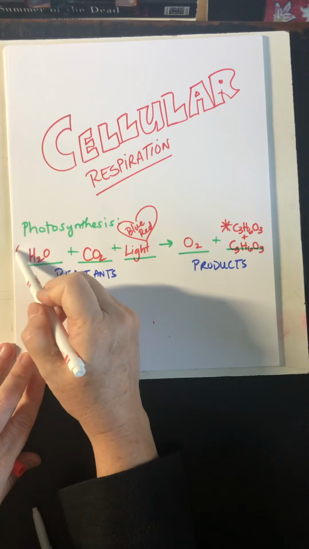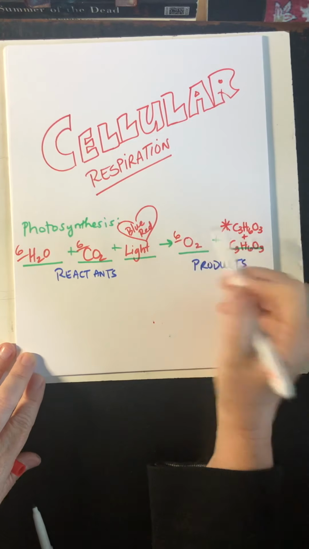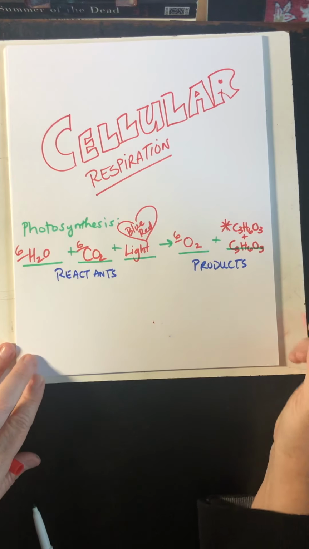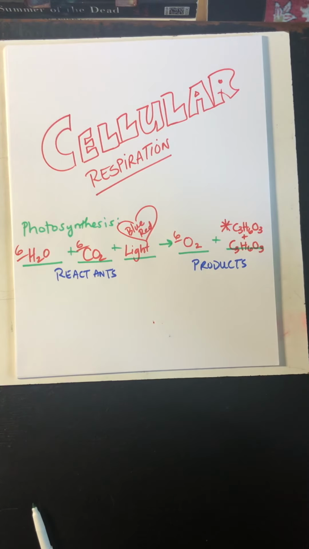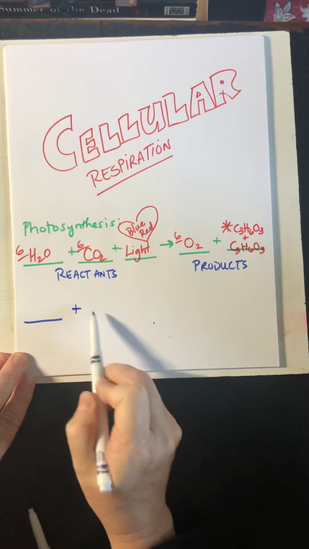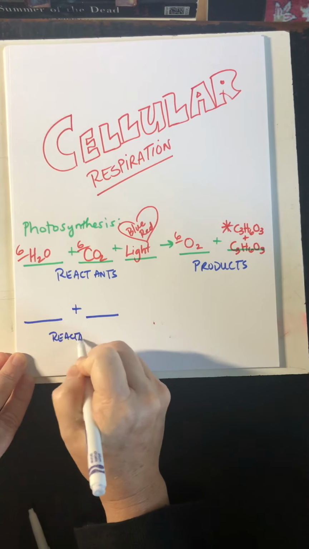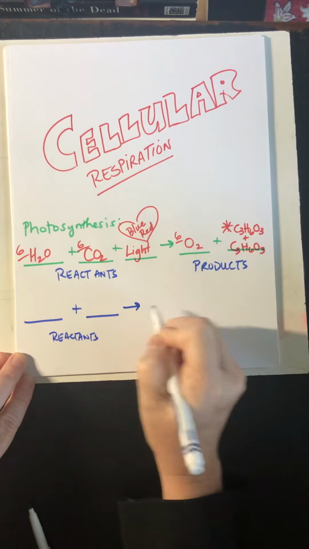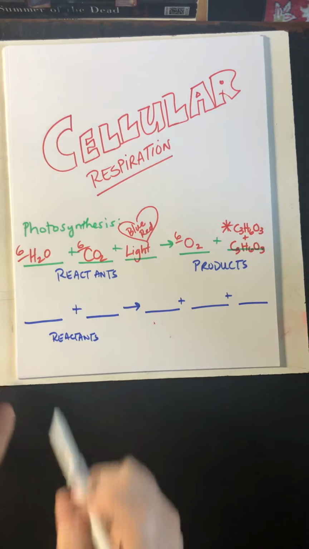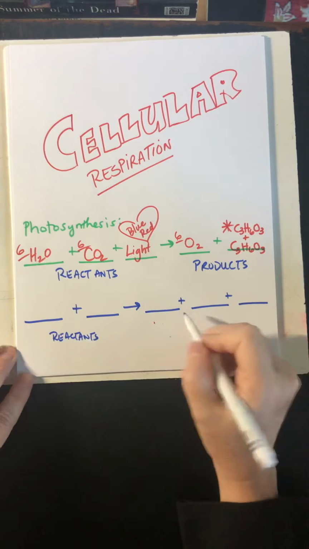So the balanced equation is 6 waters, 6 carbon dioxides, and light will give you 6 oxygens, and 2 of these, or 1 glucose. All right, now when you flip it around, cellular respiration requires 2 reactants, 3 products. So it's just the reverse. So this is 3 reactants, 2 products. This is 2 reactants, 3 products.